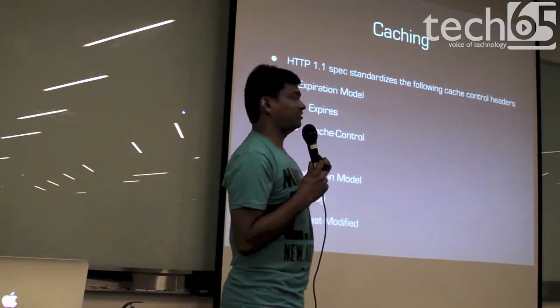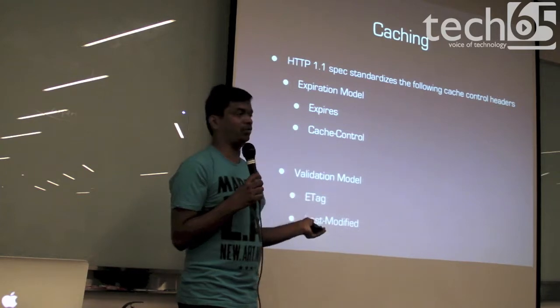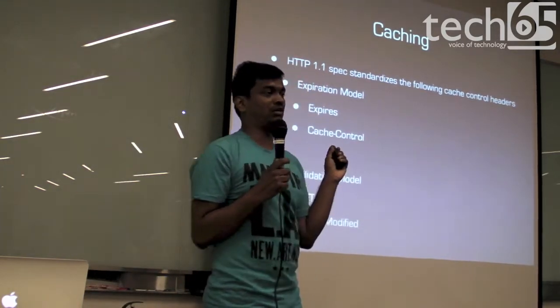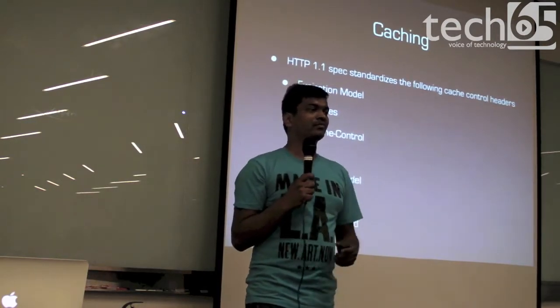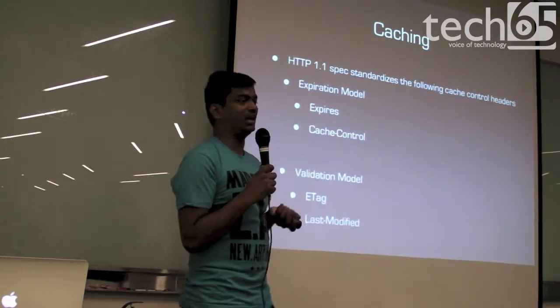The standards dictate two important models. One is an expiration model and one is a validation model. Expiration model is what I showed you just now. This particular resource expires in 7 days. That is an expiration model cache. So it's normally used for static files.